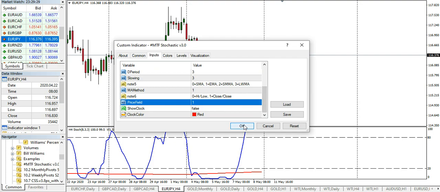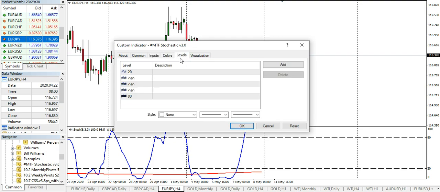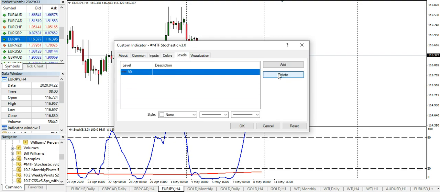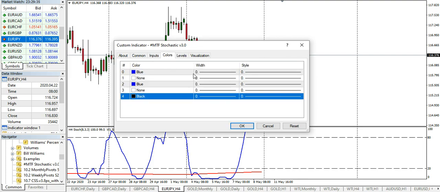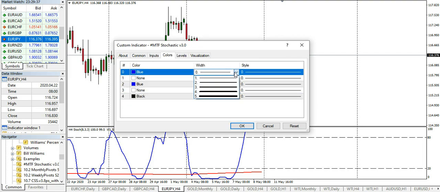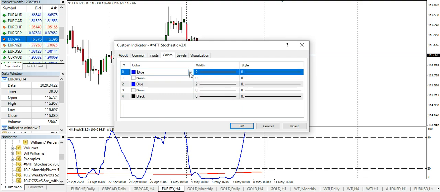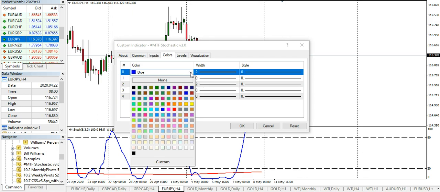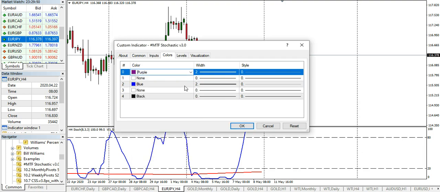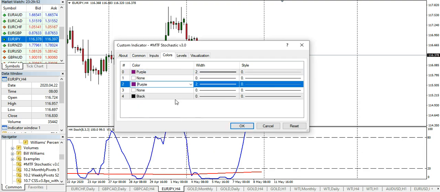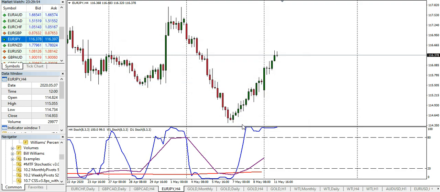Okay, I'm going to delete these levels because I already have them on my chart. Then I'm going to change the color to, let's just say, a nice color. I'm going to change it to purple, and then I'm going to click OK.